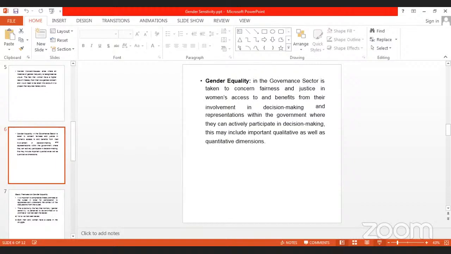So gender equality gives a message that men and women should be treated equally, and people of different genders, any gender, should be treated equally, and everyone is able to be in a decision-making position in any job field. Can you change the slide, please? Hello? Yes, just a minute.